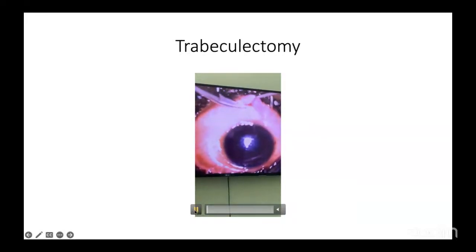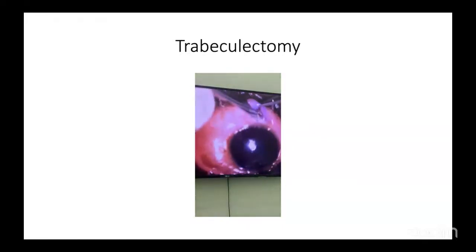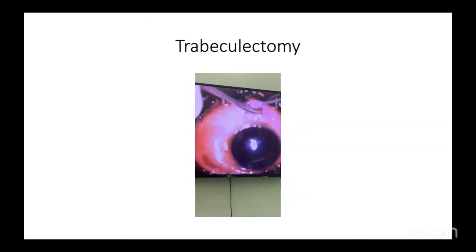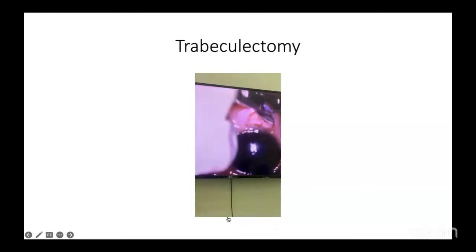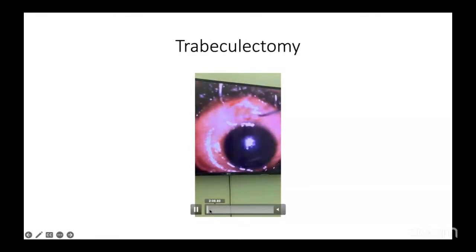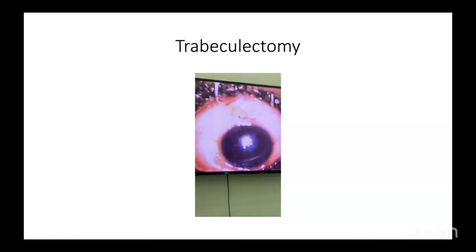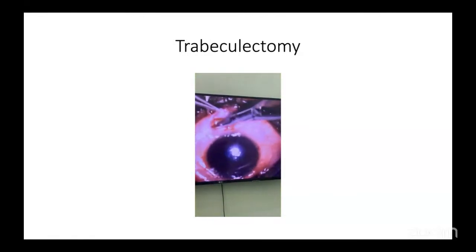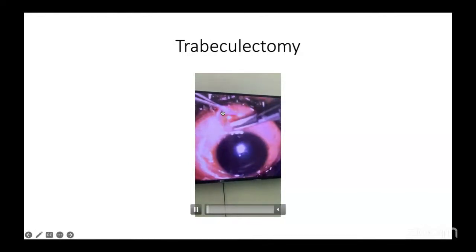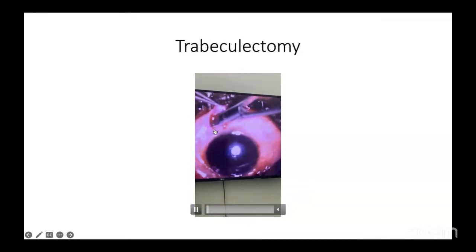And then the next thing is you need to undermine. She has shown all that in the video she shared, so I'm not going to talk much about that. You can see the undermining is on the other side because you want a diffuse bleb. You don't want to have a localized bleb. So you need to go, and you can see this is tenons. So everything is in the subtenon space.